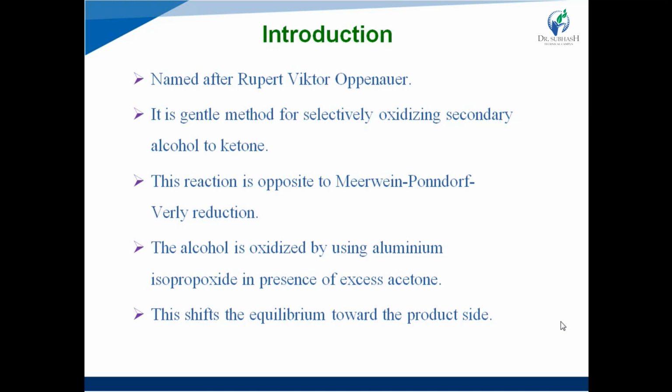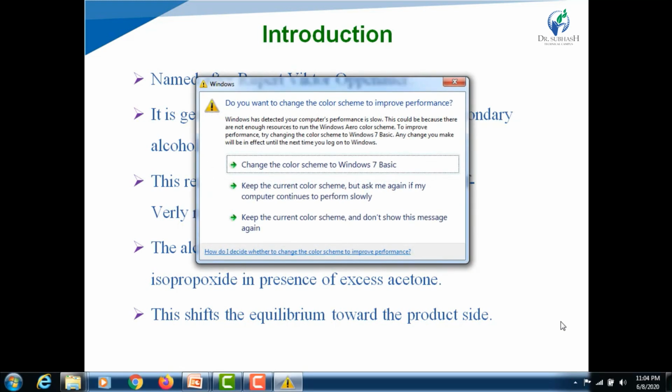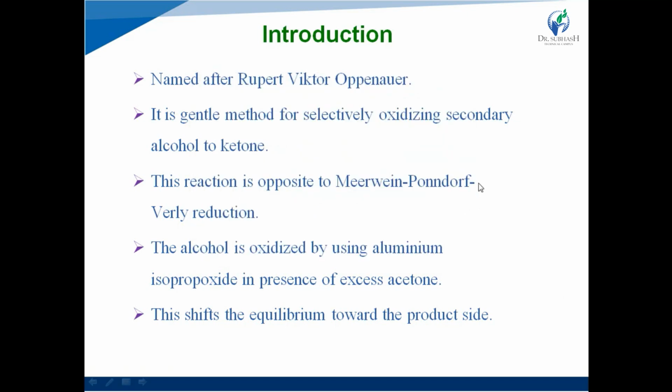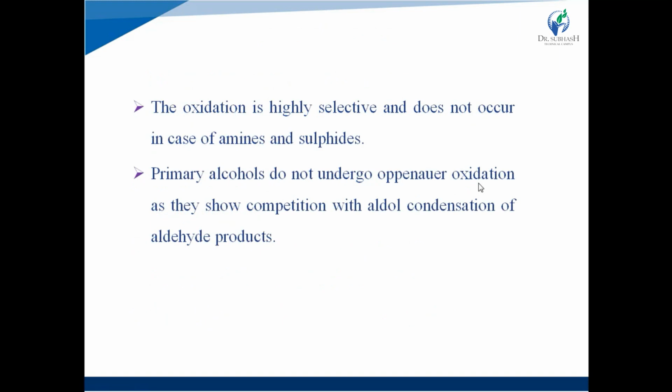So in short, Oppenauer oxidation is carried out in the presence of aluminium isopropoxide and excess acetone. Right? This shifts the equilibrium toward the product side. The oxidation is highly selective and does not occur in the case of amines and sulfides. Right? This reaction is highly selective for the secondary alcohol.